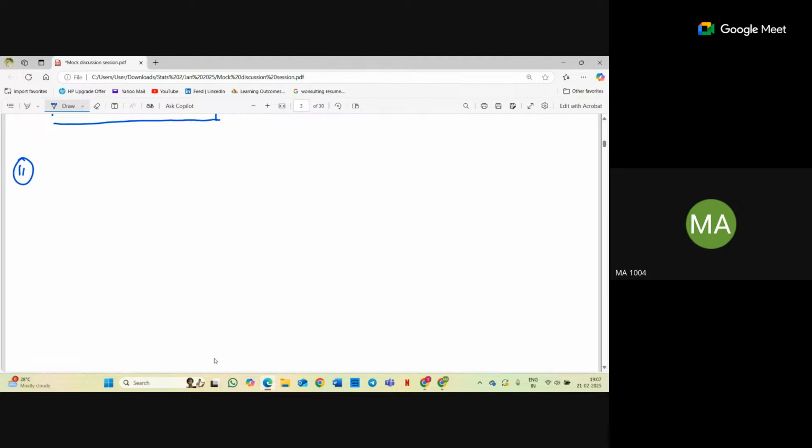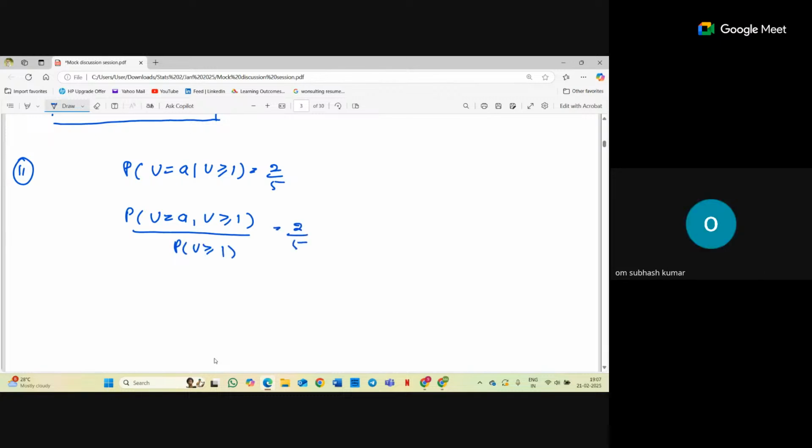We have been given that the probability of u equals A, given u is greater than or equal to 1, is 2 by 5. This can be written as probability of u equals A, comma, u greater than or equal to 1, divided by probability of u greater than or equal to 1. Now the probability of u greater than or equal to 1 can be written as probability of u equals 1 plus probability of u equals 2.